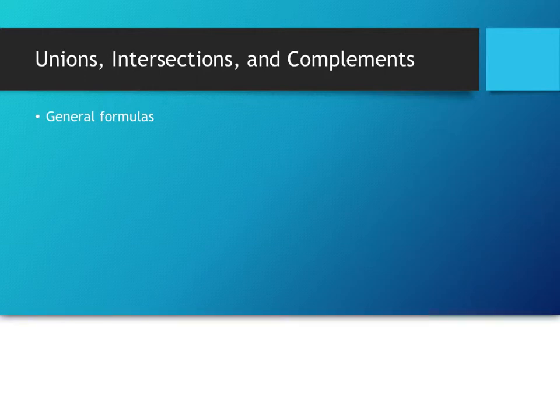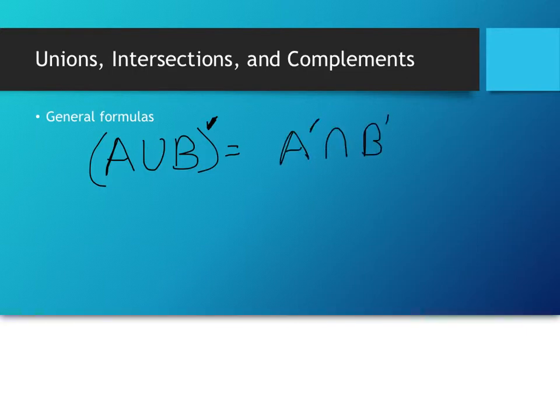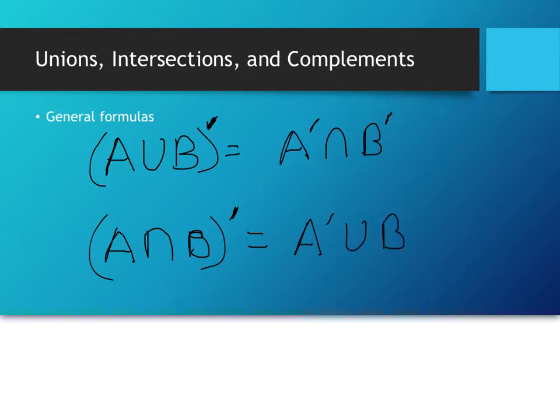It turns out, in general, no matter what A's and B's you've picked, if you take A union B and then complement the whole thing, that's like taking A complement and intersecting B complement. And if we have A intersect B, complement the whole thing, well, that's like taking A complement union B complement.